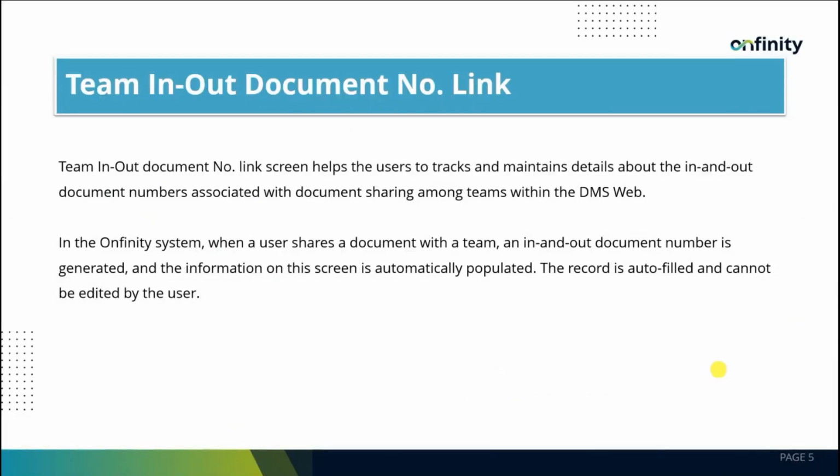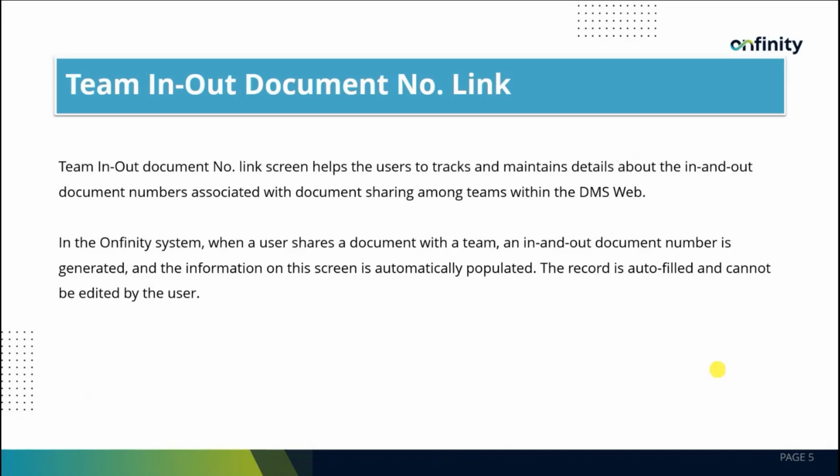Moving to the next screen named Team In-Out Document Number Link screen. Team In-Out Document Number Link screen helps the users to track and maintain details about the in and out document numbers associated with document sharing among teams within the DMS web. In the Onfinity system, when a user shares a document with a team, an in and out document number is generated, and the information on this screen is automatically populated. The record is auto-filled and cannot be edited by the user.